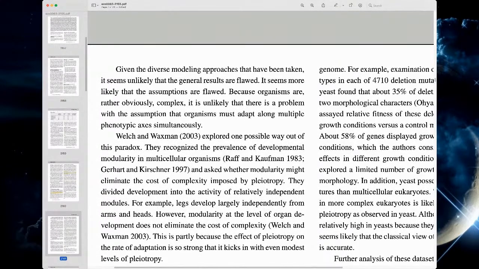Okay, so now we're on the next page. Given the diverse modeling approaches that have been taken, it seems unlikely that the general results are flawed. It seems more likely that the assumptions are flawed, because organisms are, rather obviously, complex. It's unlikely that there is a problem with the assumption that organisms must adapt along multiple phenotypic axes simultaneously.